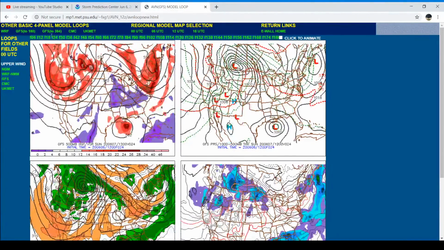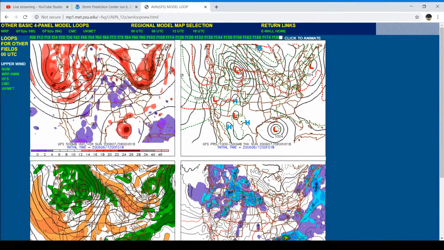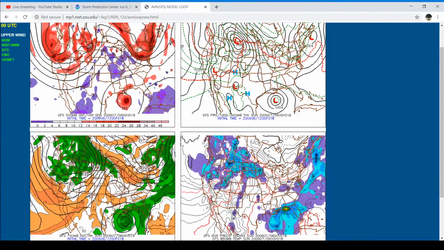If so, as we can see, our 570 line, which represents warm air, goes all the way north. So we can definitely suspect maybe some strong storms through this region.